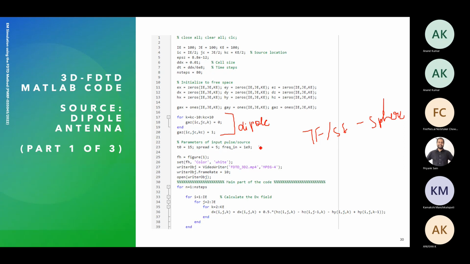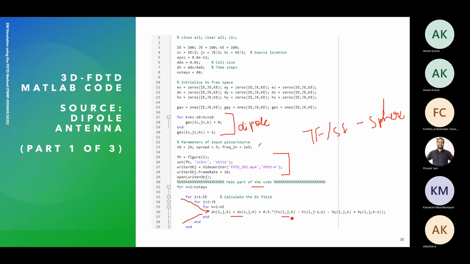And then again, the source over here, and this part is for recording the plots that you are generating. If you want to save time, you can turn them off as well. And then you start with the main part of the code. As we discussed, we have a for loop for I, a for loop for J, a for loop for K, and then finally the update equation, and then we close all the loops.